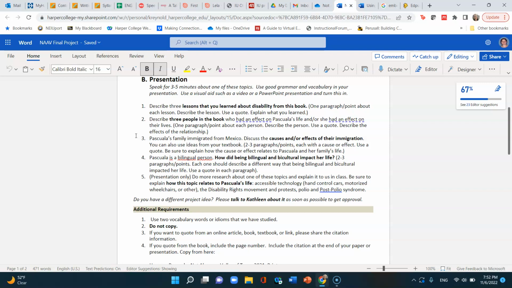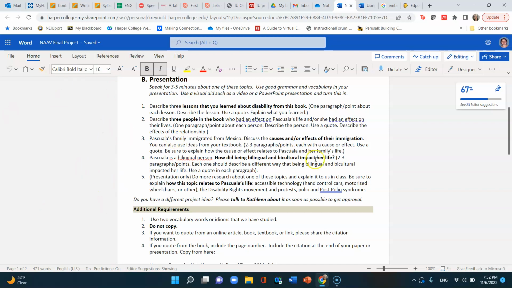Number 5 is only if you would like to do a presentation. Do more research about one of the topics and explain it to us during class. Be sure to explain how the topic relates to Pasquale's life. Here are some of the topics. You could write about accessible technology, the disability rights movement and protests, polio or post-polio syndrome, or another topic. If you have a different project idea, please talk to me as soon as possible to get approval.